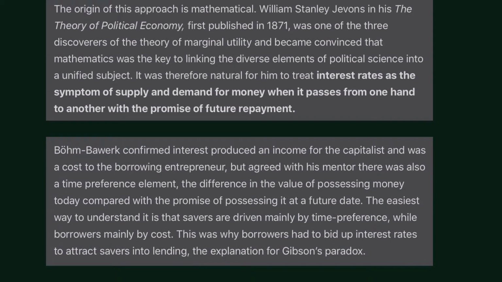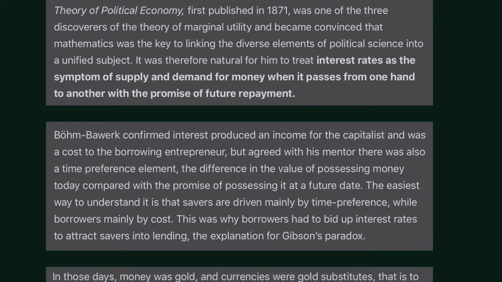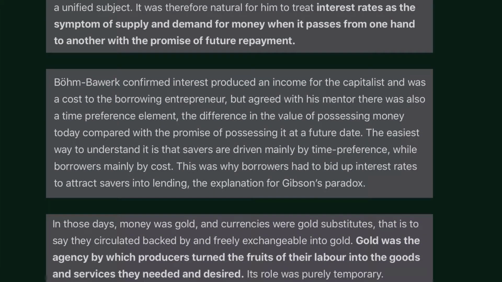William Stanley Jevons, in his The Theory of Political Economy, first published in 1871, was one of the three discoverers of the theory of marginal utility, and became convinced that mathematics was the key to linking the diverse elements of political science into a unified subject. It was therefore natural for him to treat interest rates as the symptom of supply and demand for money when it passes from one hand to another, with the promise of future repayment.